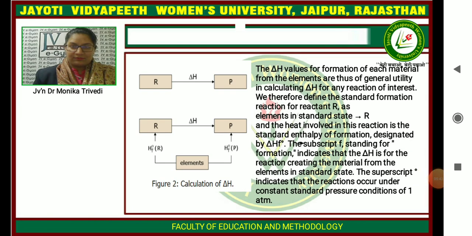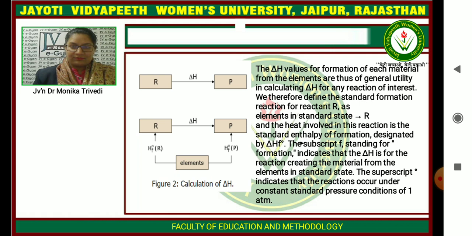You can see in another diagram, when reactant R converts into the product, heat is generated, which is calculated by del H. In another diagram you can see the reactant converts into the product; the elements are first converted into the reactant and then into the product. So the value of del H formation of each material from the elements is thus of utility in the calculation of del H for any reaction of interest.